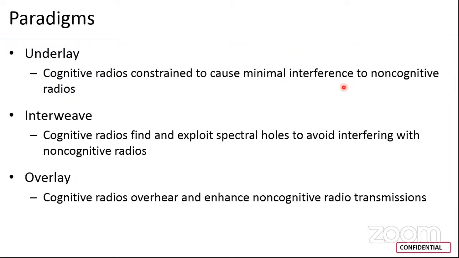So there should not be any interference between those two coverage areas, whether it is with respect to cognitive radio or non-cognitive radio. The signal interference should be avoided, and that is one of the major concerns when you are talking about underlay. Then you have something called interweave. Cognitive radios find and exploit spectral holes to avoid interfering with non-cognitive radios. Since we are talking about smart devices, cognitive radio is one such device which will analyze the spectral holes that are available. Just a second.